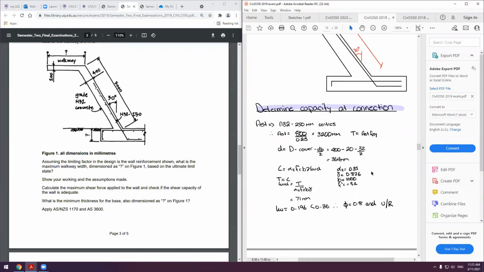And you've got the walker. So we're calculating our capacity. Pretty straightforward. I did that the first time.